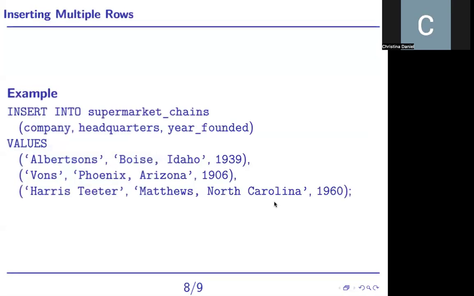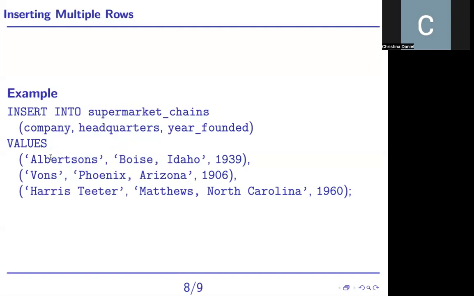With SQL, it's also possible to insert multiple rows with one SQL statement. And this is how you do it. You specify the columns that you want to add data to, and then you specify the data that should go in each row. Make sure to separate the data for each row with commas, and a semicolon should go at the end of your SQL statement.